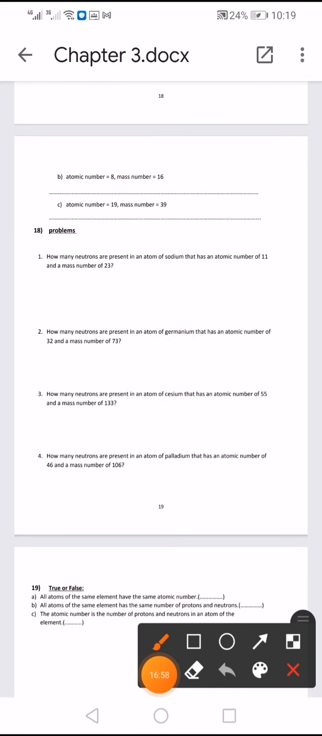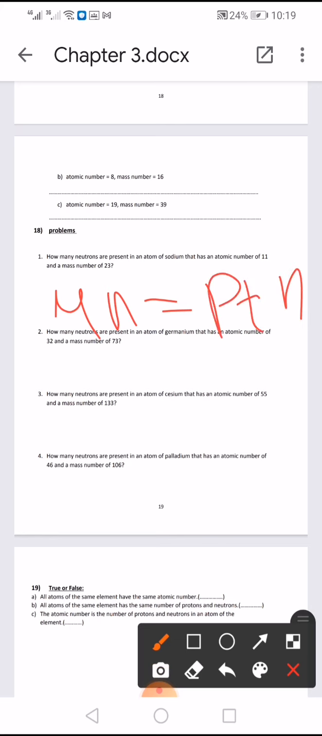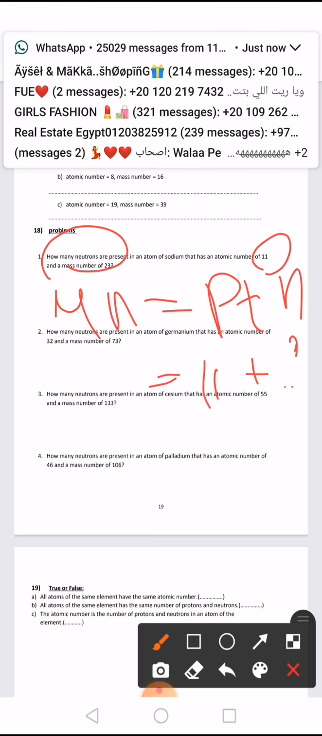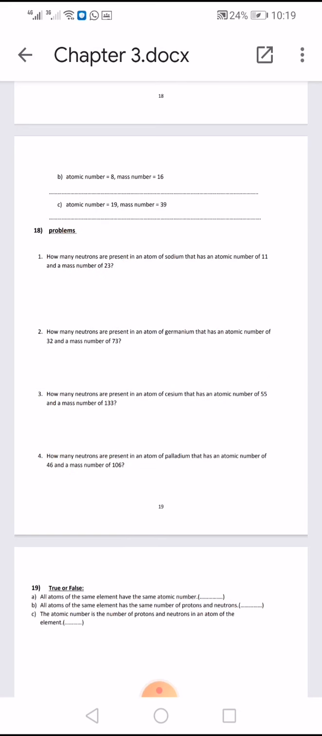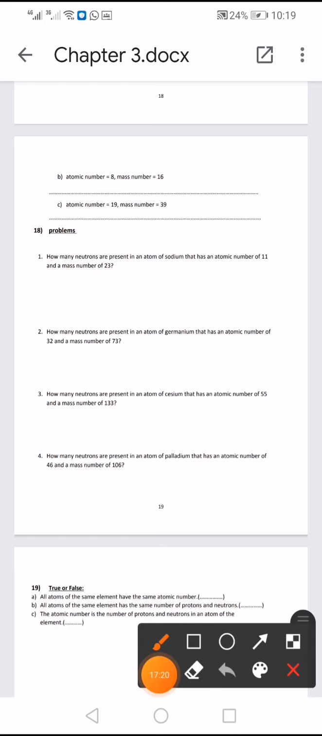How many neutrons are present in an atom of sodium that has atomic number 11 and mass number 23? Mass number equals protons plus neutrons. We want to get the neutrons; protons is the atomic number 11, mass number is 23. To get the number of neutrons, it equals 23 minus 11. That's it. The rest of the problems are the same as the first one.